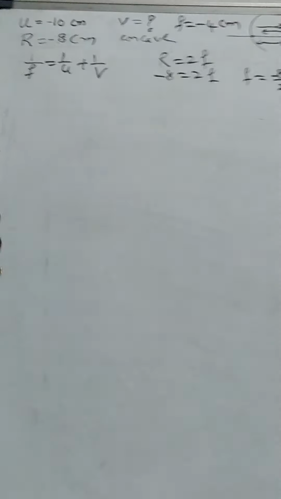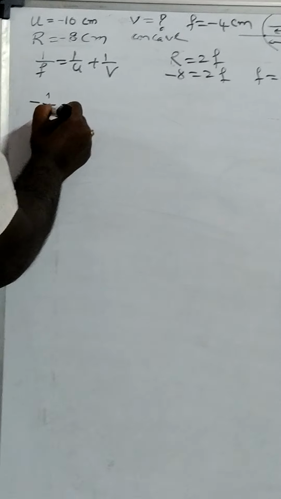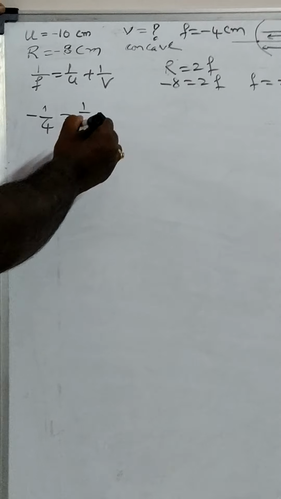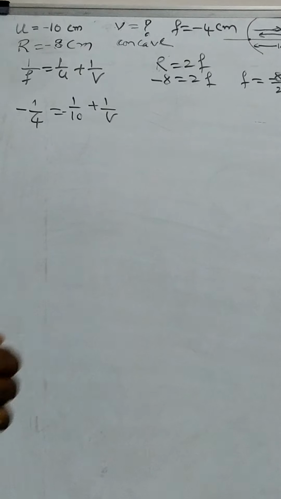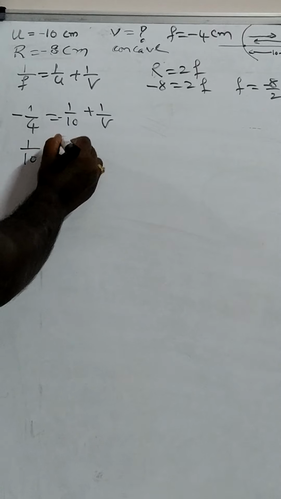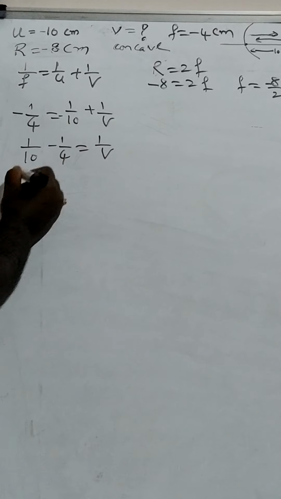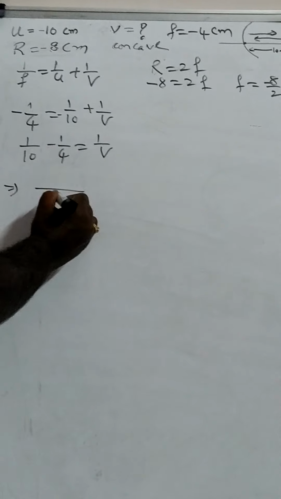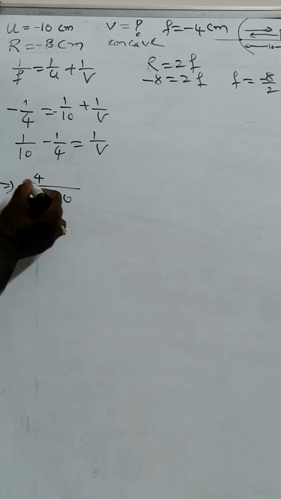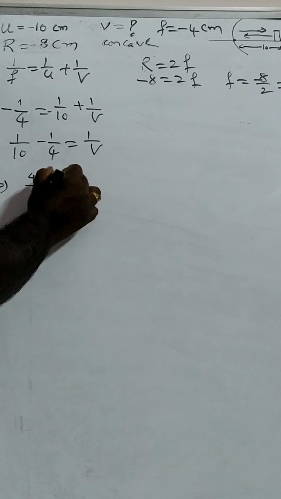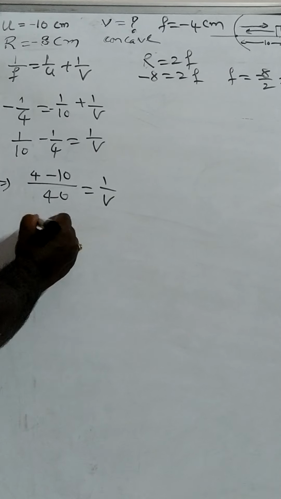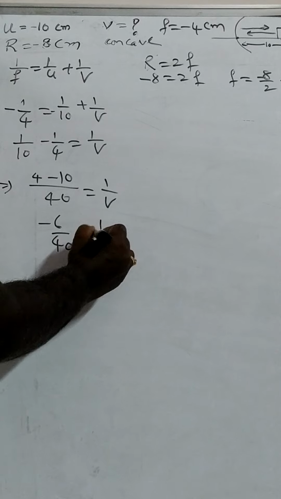Substitute in this formula: 1 by F, nothing but minus 1 by 4, equals 1 by U, and U means minus 10, so minus 1 by 10 plus 1 by V. Okay, so take minus 1 by 10 to this side. 1 by 10 minus 1 by 4 equals 1 by V. Take the LCM of 10 and 4, which is 40. 40 by 10 is 4, and 40 by 4 is 10. So 4 minus 10, nothing but minus 6 by 40, equals 1 by V.